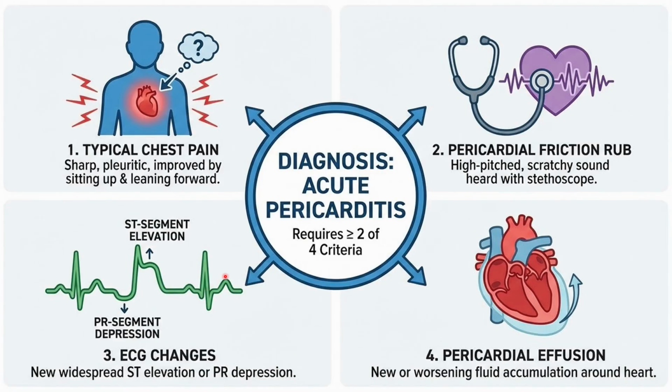So let's talk about the diagnosis, and we'll go through these several times. It requires 2 out of the 4 criteria. One, typical chest pain for pericarditis: sharp, pleuritic, improved with sitting up and leaning forward. Two, a pericardial friction rub, a high-pitched, scratchy sound heard with a stethoscope. Very hard to hear. I've only heard it a couple times, and I had to use very special stethoscopes that amplify the sound. Three, ST segment elevation. You have EKG changes with new widespread ST elevation or PR depression.